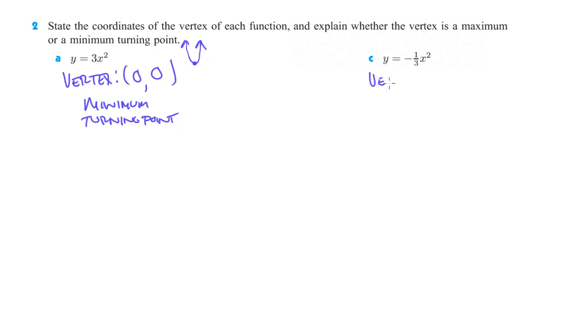For C, vertex, on this one here, again, we're taking 0 and we're multiplying it by -1/3, which is still 0. So it's still 0, 0. And then this one, since it's negative, it is opening down. So then that means that this will have right here a maximum turning point.